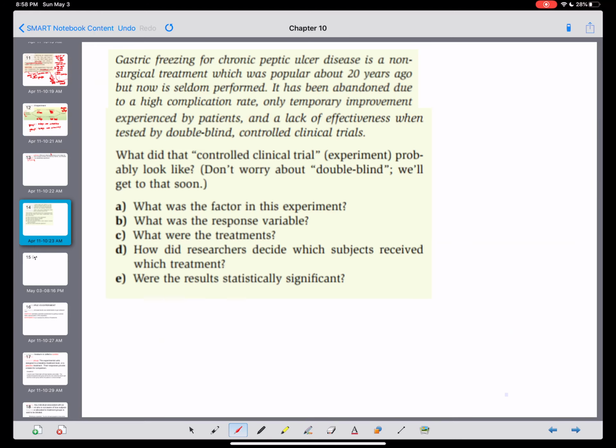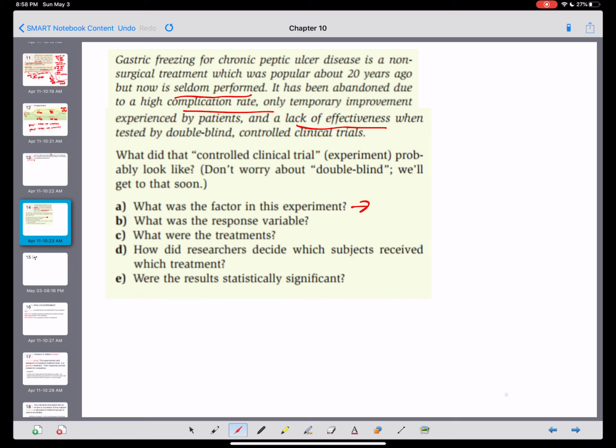All right. Last slide. Gastric freezing for chronic peptic ulcers is a non-surgical treatment which was popular 20 years ago, but is now seldom used. It has been abandoned due to high complication rate, only temporary improvement experienced by patients, and a lack of effectiveness when tested by double-blind control. Don't worry about double-blind controlled. Ignore those words.